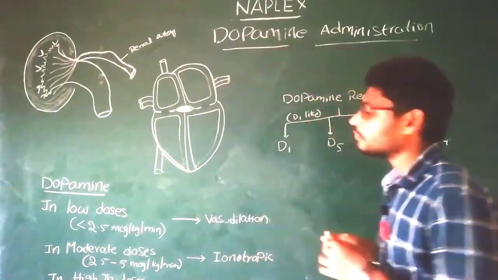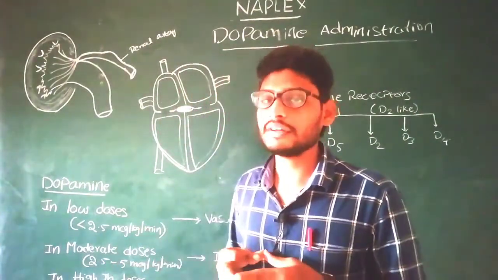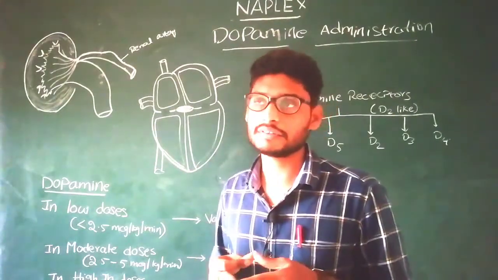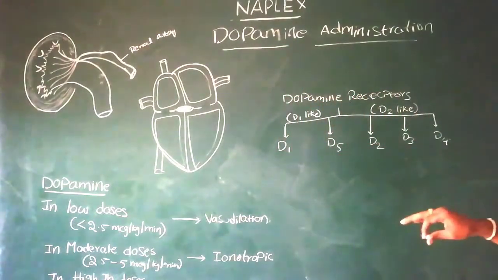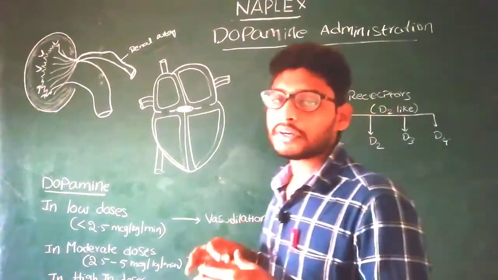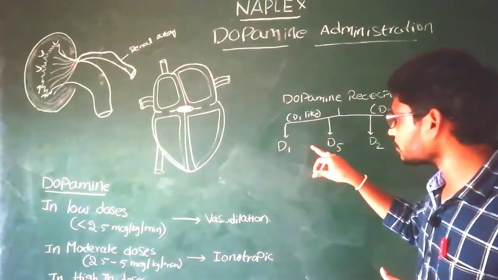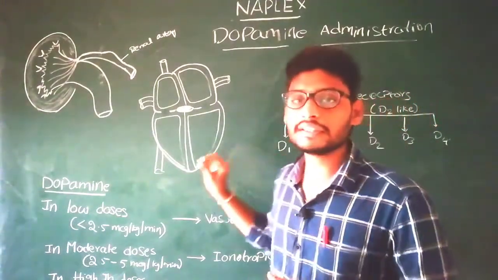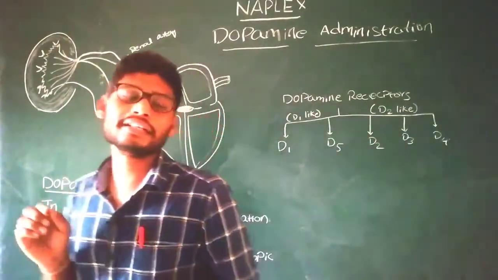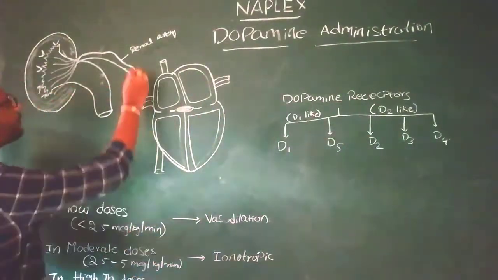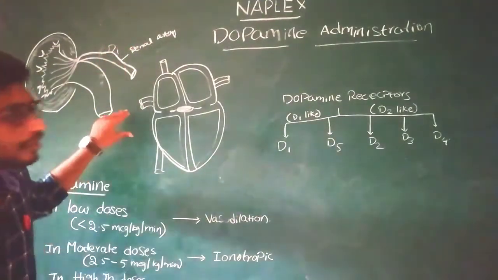Before going to the general points of dopamine, we have to know the mechanism of action and the types of receptors related to dopamine. There are 5 subtypes of dopamine receptors: D1, D2, D3, D4 and D5. Particularly D1 is present on the vasculature of renal arteries.